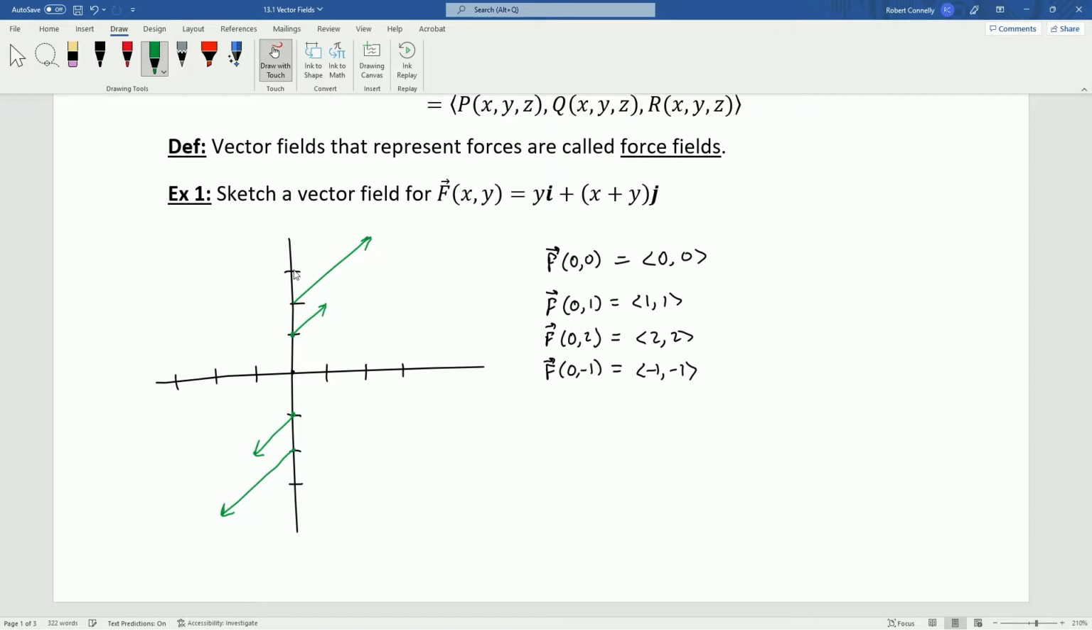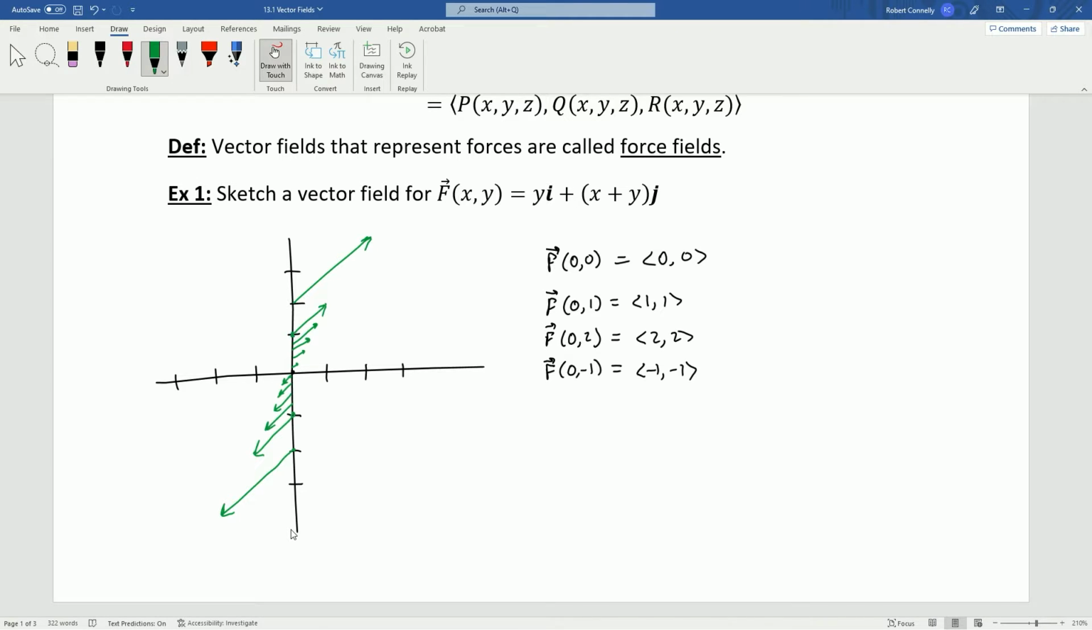And I think it's pretty clear to see that if we went down one more, we would go like this. So you can kind of see what's happening already on the y-axis, which is that basically your vectors are just growing larger as you go up the y-axis. And same thing when you go down, they're pointing the same direction, but the further down you get, the longer your vectors grow.